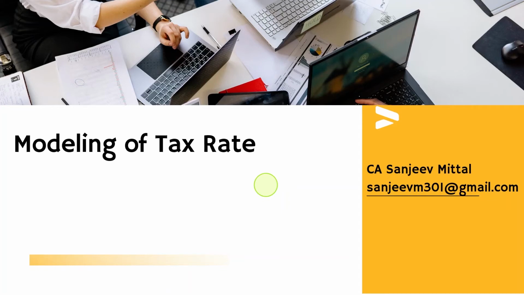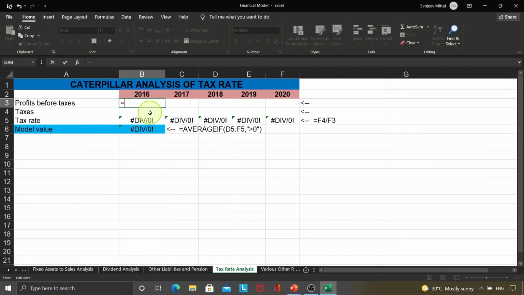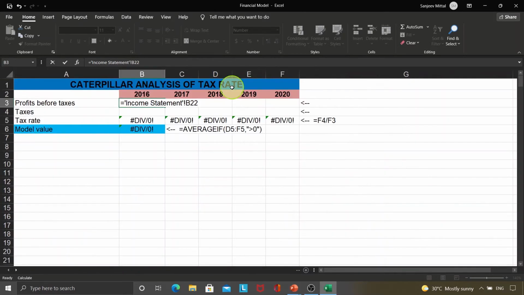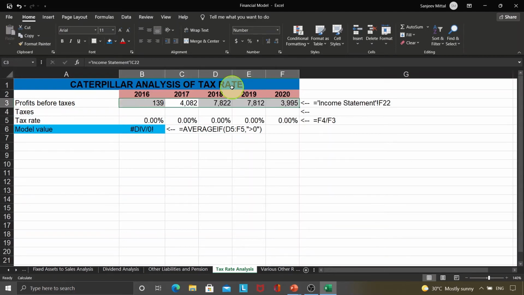Let's try to model our tax rate for our financial modeling purpose. For that, I go to our Excel sheet, and inside that Excel sheet, let's put our profit before taxes. As you know, profit before taxes can be found inside our income statement. I find our profit before tax like this, and this is our profit before tax. I copy the same details for all the 5 years, and we get the profit before tax for all the 5 years.